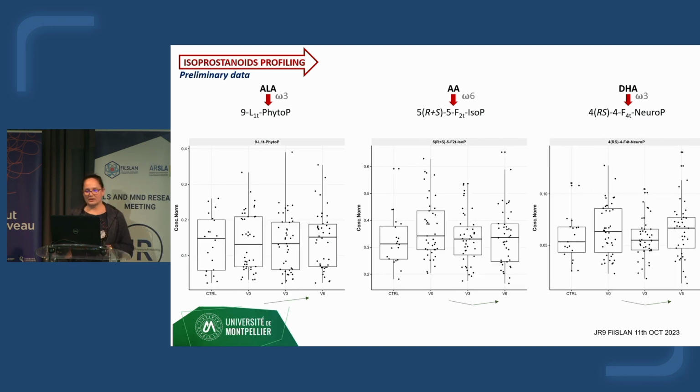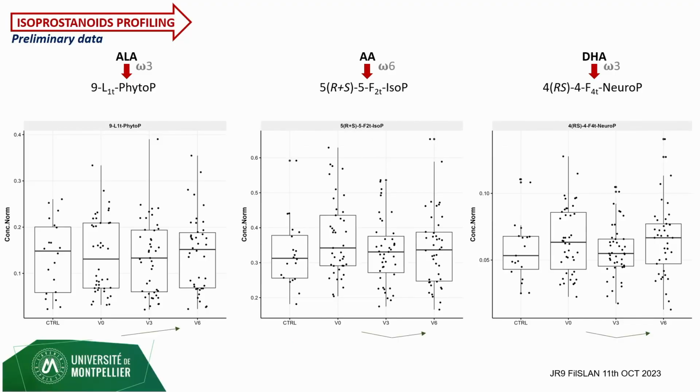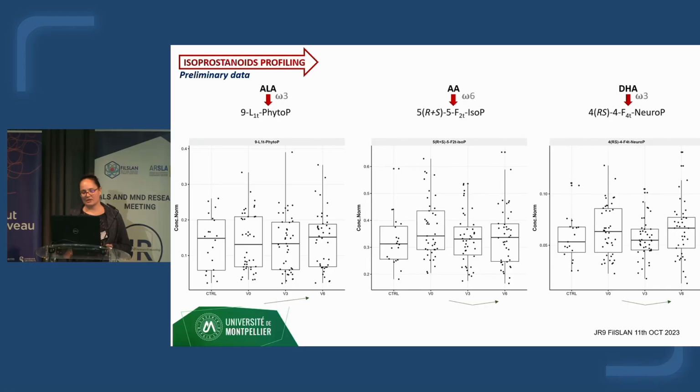And if we look at the details, when we analyze the 3 sampling times, conclusions are less obvious. With phytoprostane, we observe an increase in metabolite content in patients over time, whereas for the other 2 metabolites, we note a point of inflection at the inclusion time 3.